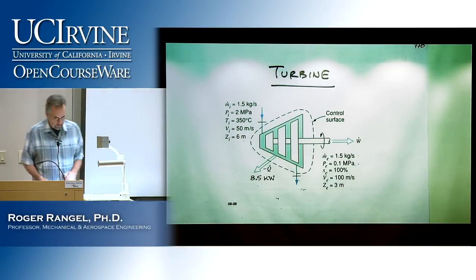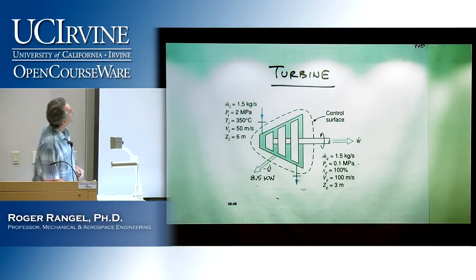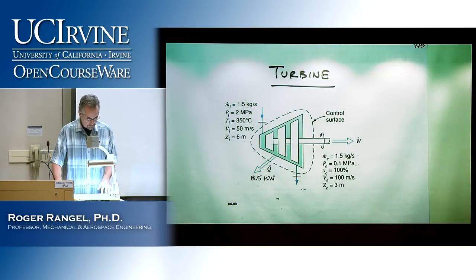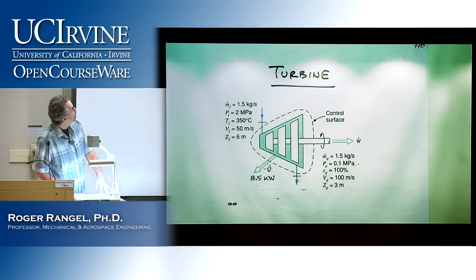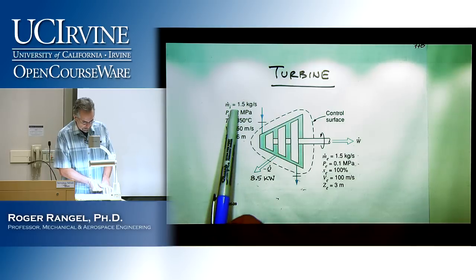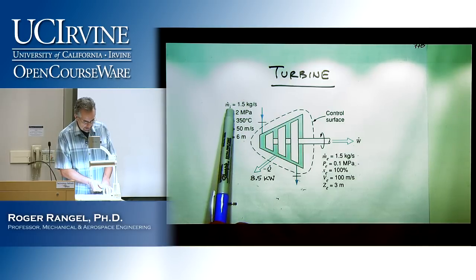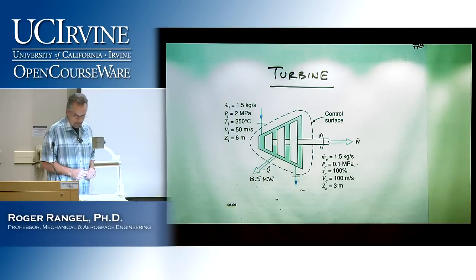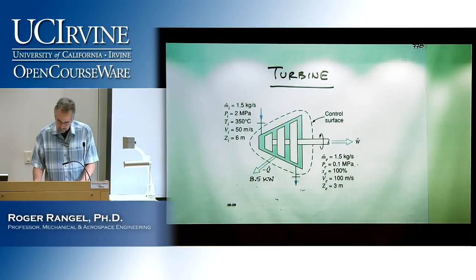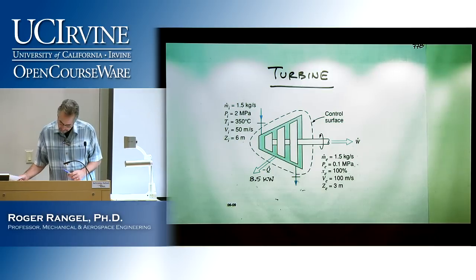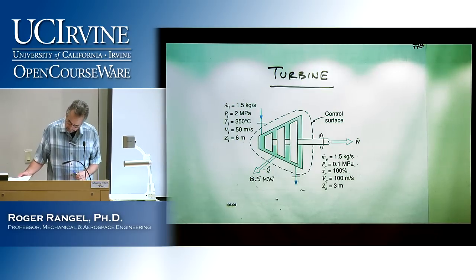And this turbine, we're told, is operating in steady state. And we're given some information, some data about the operating conditions of this turbine. We know, for example, what the mass flow rate into the turbine is. So we know that it's 1.5 kilograms. And I think this is a water turbine.